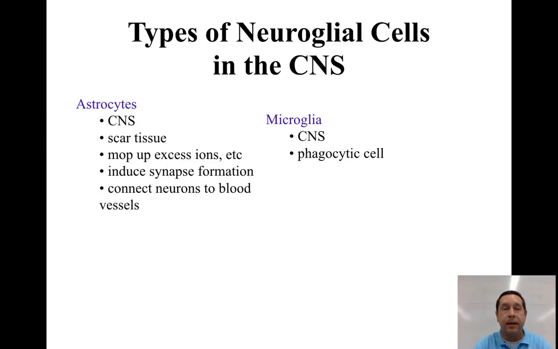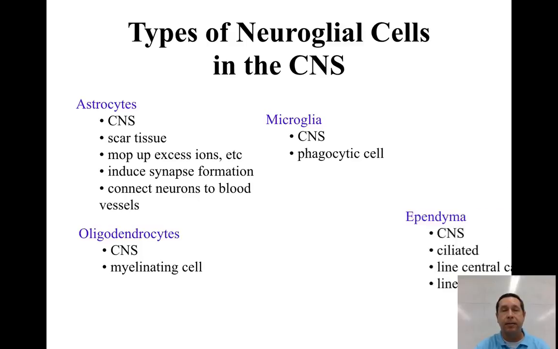The astrocytes are also in the central nervous system. When an injury occurs, they form scar tissue, but they also do a lot of other important functions like absorbing or mopping up excess ions so the nerve can function properly. They can help with synapse formation. They can help connect neurons with their blood supply and so on. And then the oligodendrocytes are the myelinating cells that are in the central nervous system, the brain and the spinal cord.